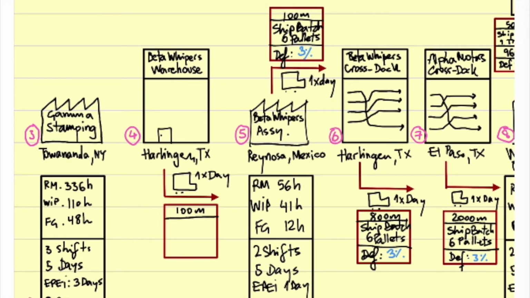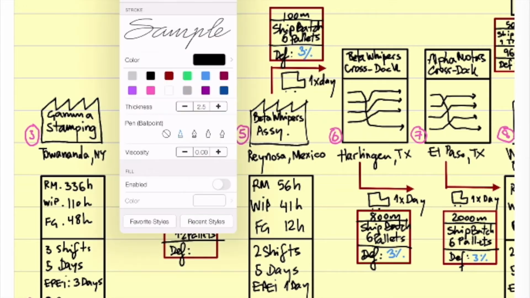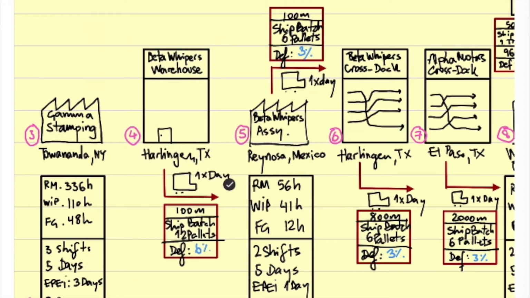Okay. What happens with quality here and why? Shipping batch, 12 pallets. Defects is now 6%. Here, the shipping batch was 6 pallets and defects was 3%, and here the shipping batch is 12, so we have double. So what happens? What do you reckon here? Was ist hier zu beobachten?